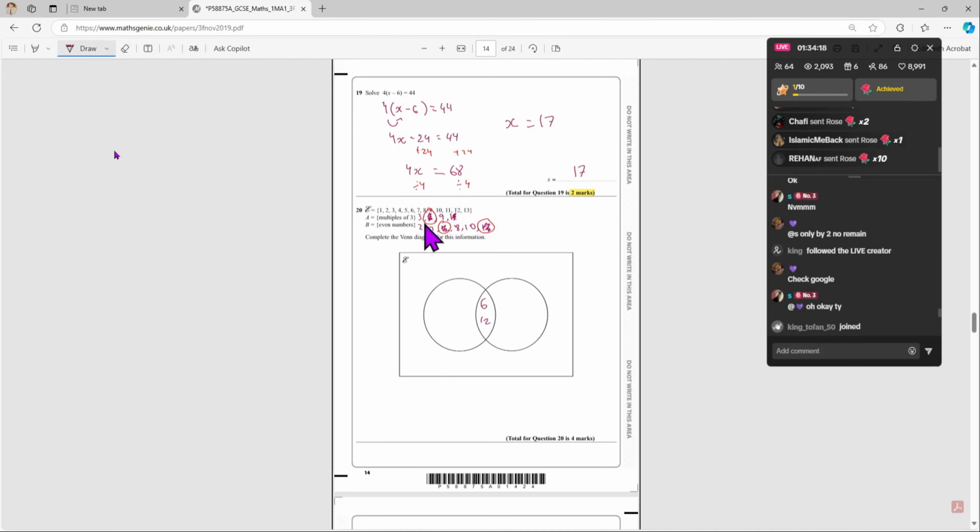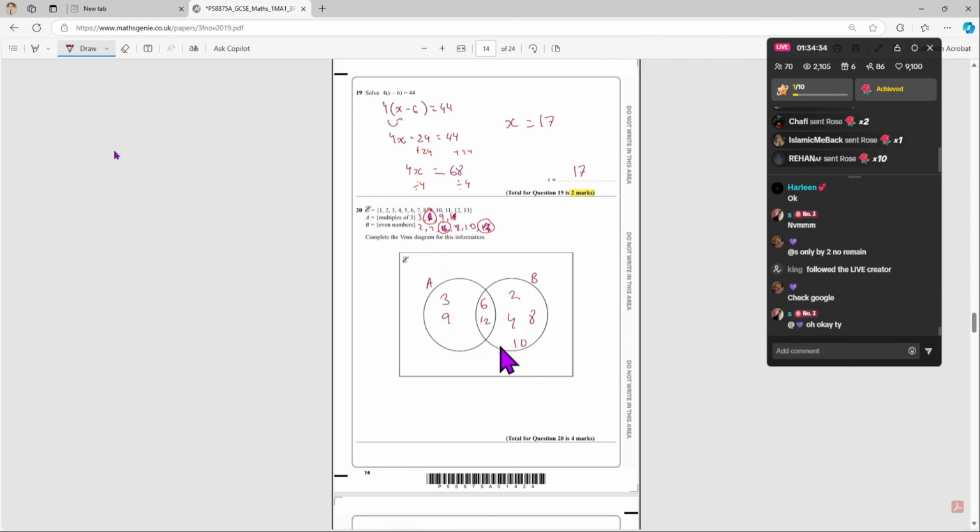And then lastly, we have to write the remaining in their own circles. So I'm just going to label this A and B. For A, you're going to have 3 and 9. And then for B, it's going to be 2, 4, 8, and then 10.